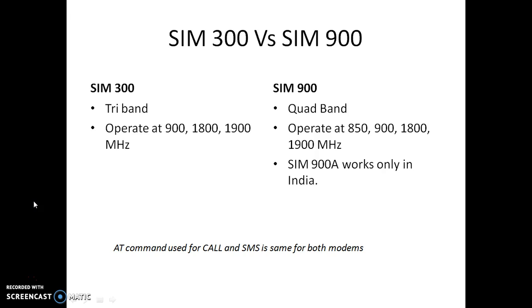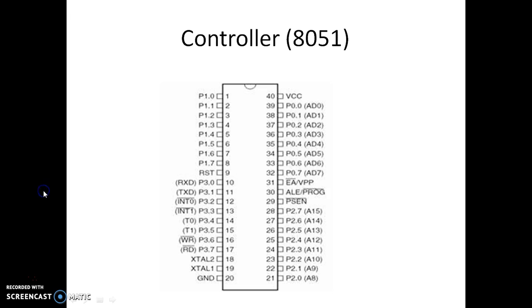Basically, SIM900 is the most preferable module nowadays because it is an advanced version of SIM300 and the bugs of the SIM300 have been overcome in SIM900. The AT commands used for call and SMS are the same for both modules, so we do not need to worry about new AT commands.